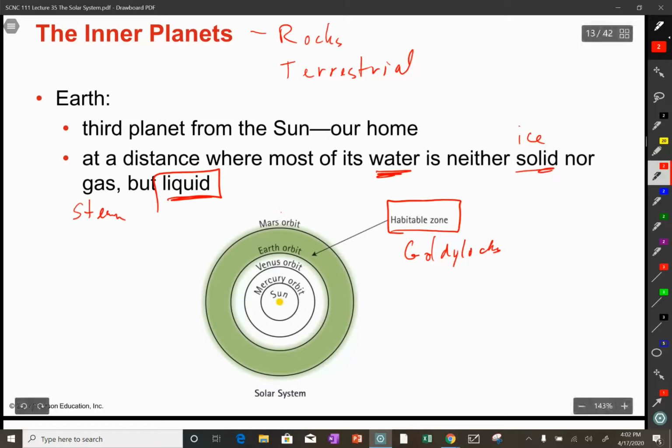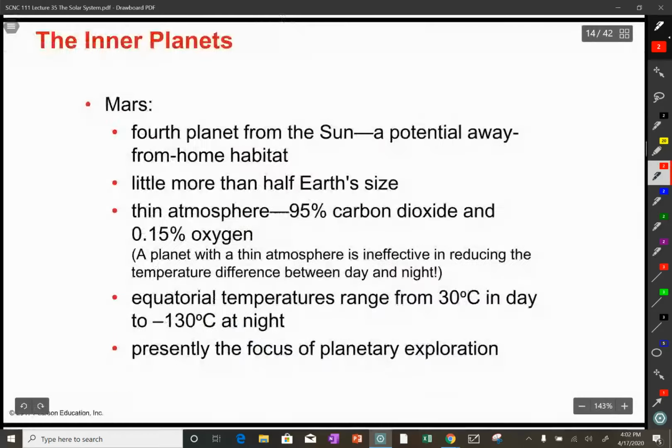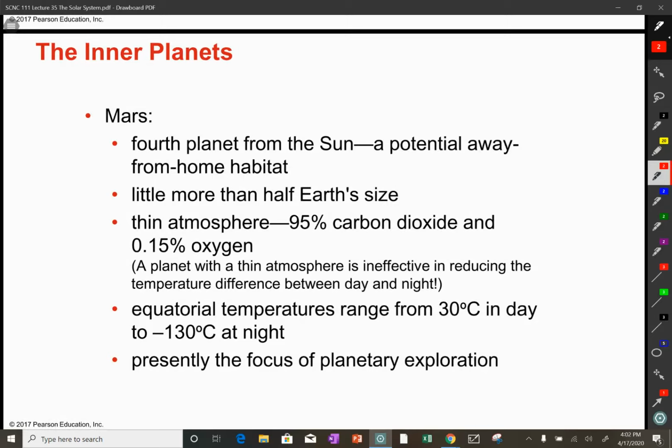Mars in theory could have liquid water. We'll talk about that in the next slide. The Earth is our home. We know it very well. All of our geology fundamentally is done here on Earth, and then we take the knowledge we have from geology and we apply it to try to understand other planets. So the last of the inner planets, the last of the terrestrial planets is Mars.